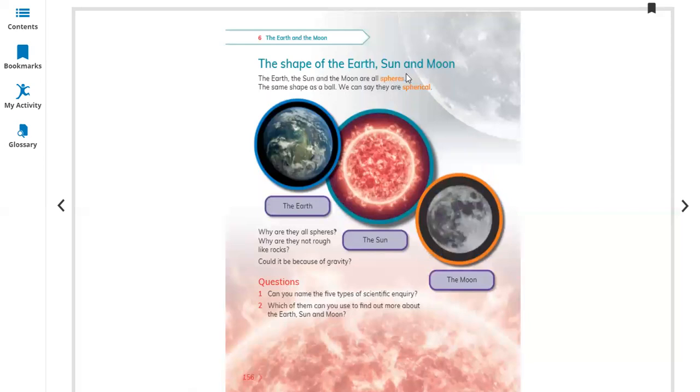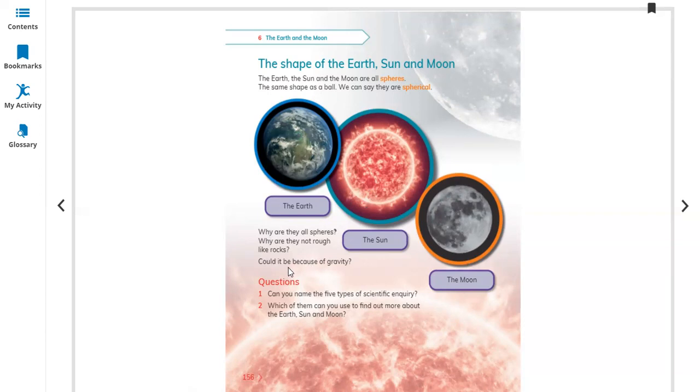The shape of the Earth, Sun and Moon. The Earth, the Sun and the Moon are all spheres, like a circle shape, the same shape as a ball, a football, any ball, like a round shape. We can say they are spherical. This is the Earth, the Moon, and the Sun. Why are they all spheres? What is the reason? Why are they not rough like rock?